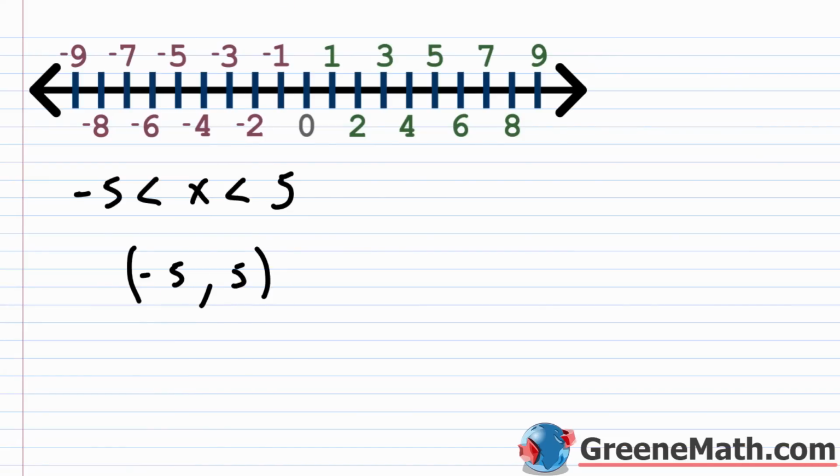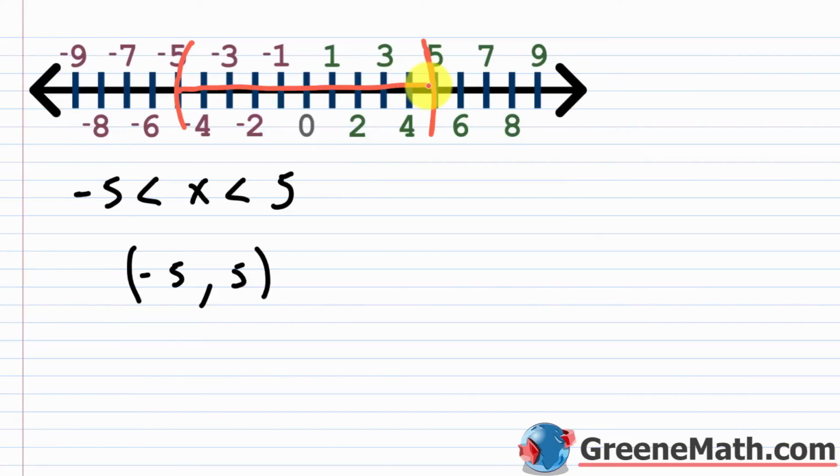And then on the number line, let me use the orange. It seems to show up pretty nicely. Let's go to negative 5 and let's go to positive 5. Again, I'm using a parenthesis there to show that those are not included. And I'm just going to shade all the values between there. So x can be any number between negative 5 and positive 5.